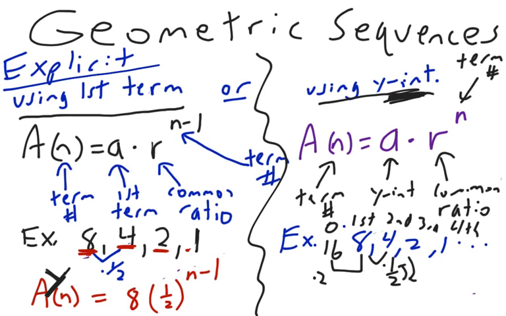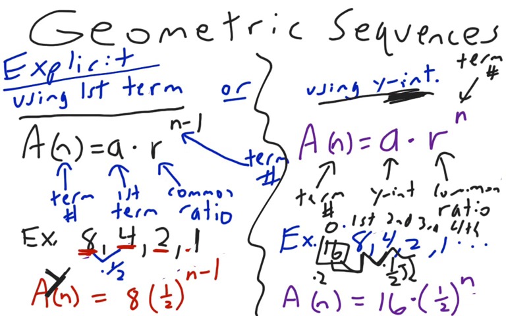Or you could have just repeated that pattern backwards. 2 to get to 4, we double it. 4 to get to 8, we double it. And then double 8, we get 16. Okay? So we're going to use that 16 for our a value. So let's plug it in. And that would look like this. A of n equals 16 times 1/2 to the n power.